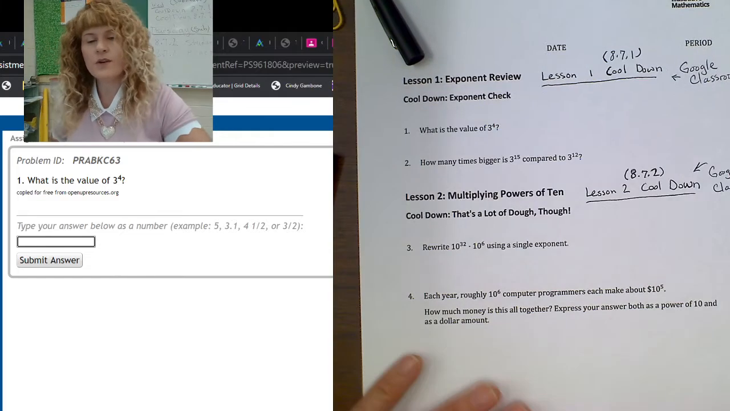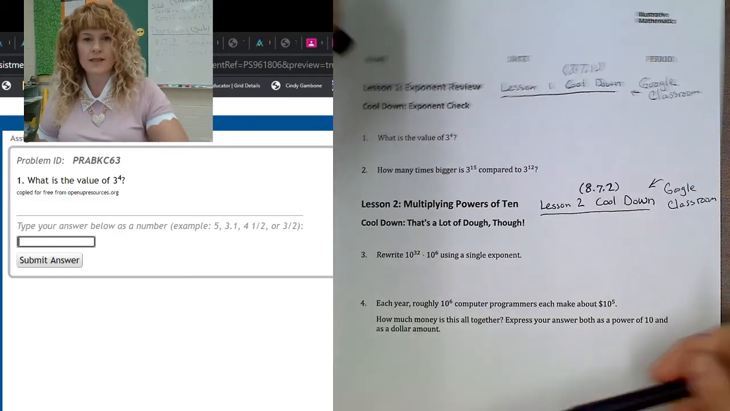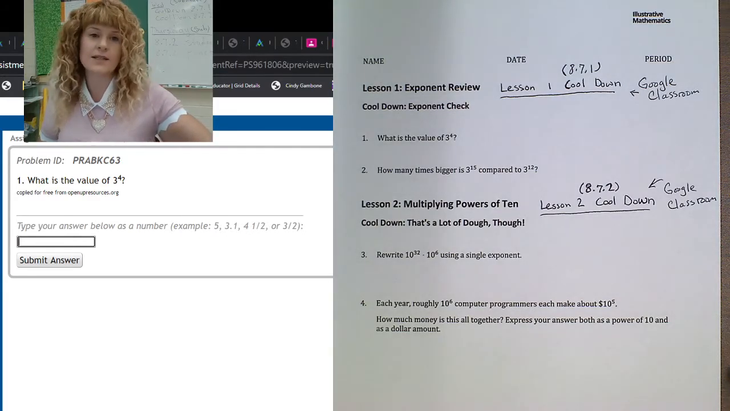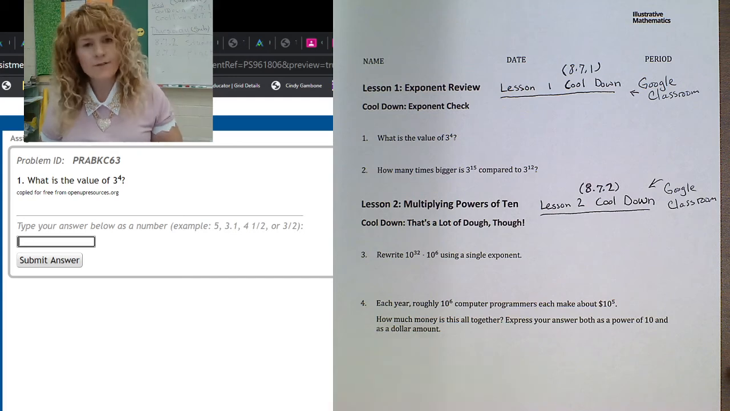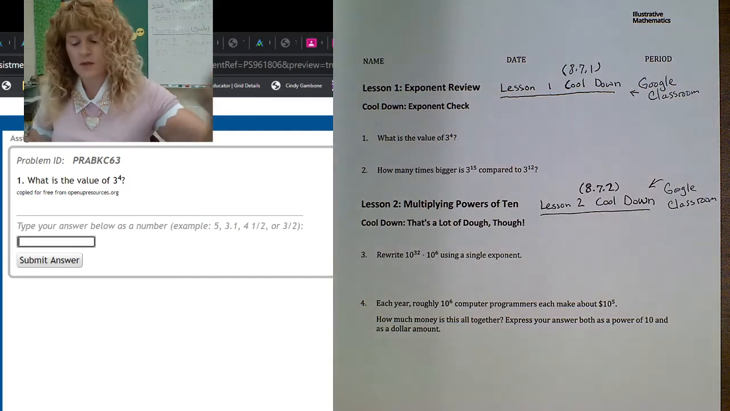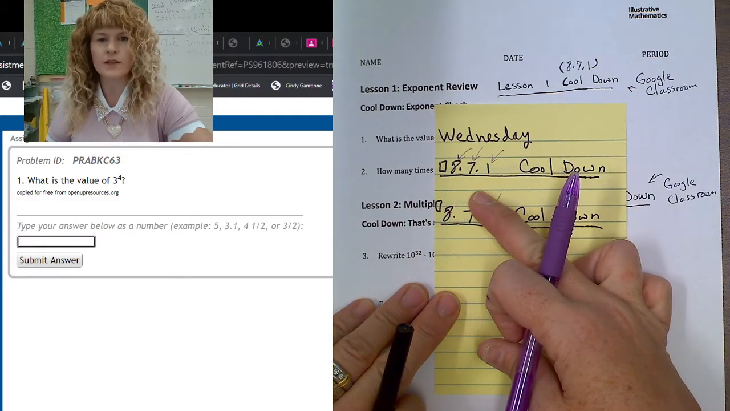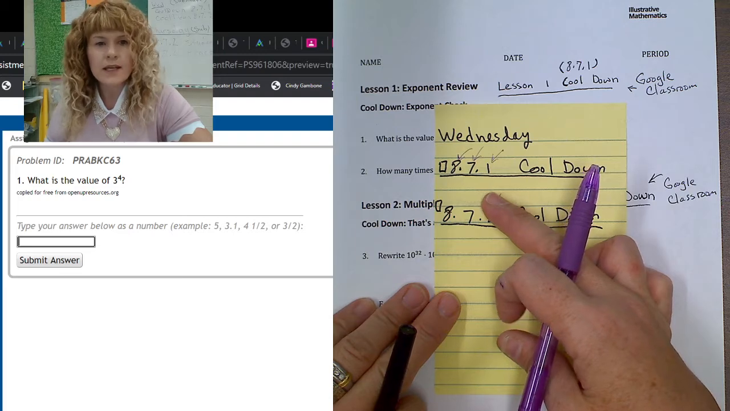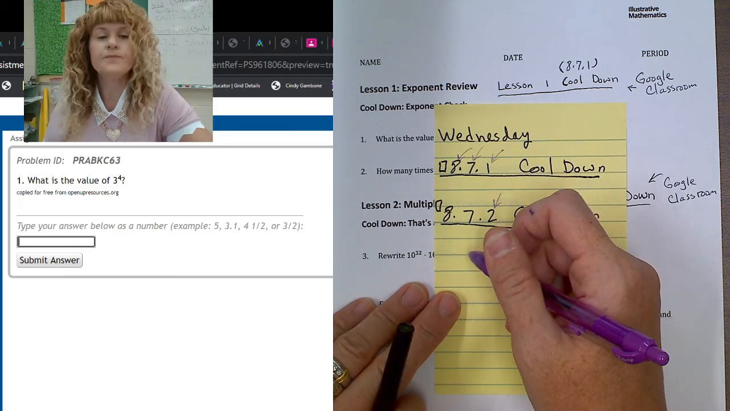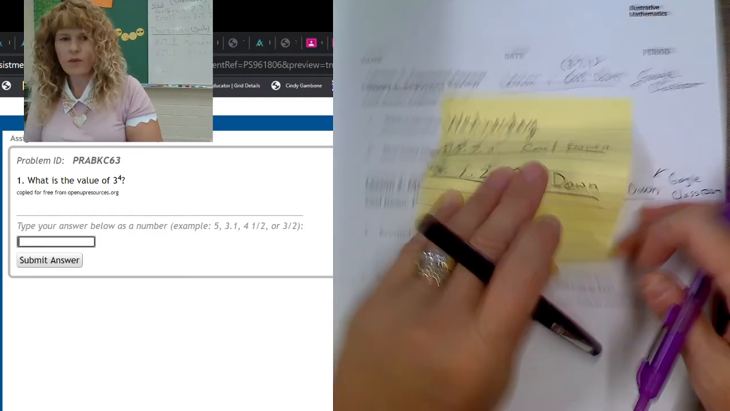I've already given you this on paper during your Monday, Tuesday class. You can go back to your paper if you want to, but I'm not collecting your papers. You have to turn it in on the computer. So go to the Google Classroom. Find the first assignment, 8.7.1 cool down. Click the link and then make sure you see this same problem. I'll wait for you to get that open or pause the video.